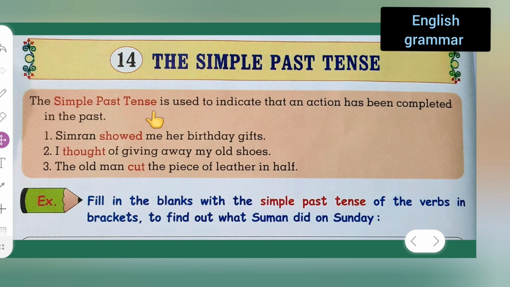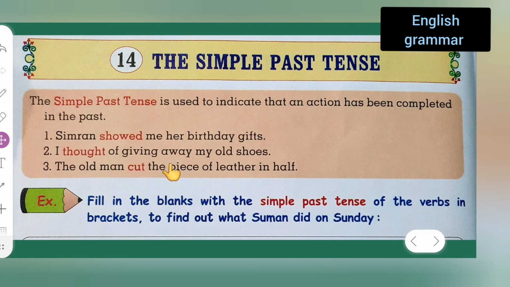The simple past tense is used to indicate that an action has been completed in the past. First example is Simran showed. Showed is indicating an action that has been completed in the past. Showed is a simple past tense. Okay, Simran showed me her birthday gifts.